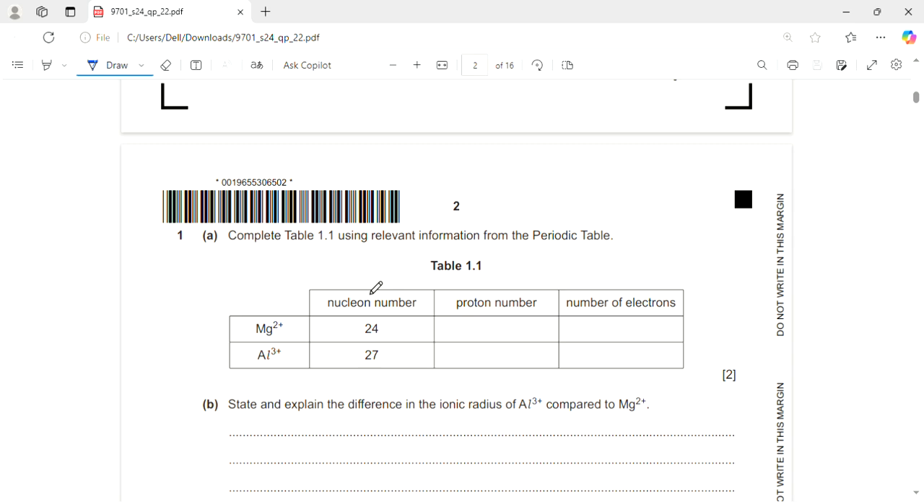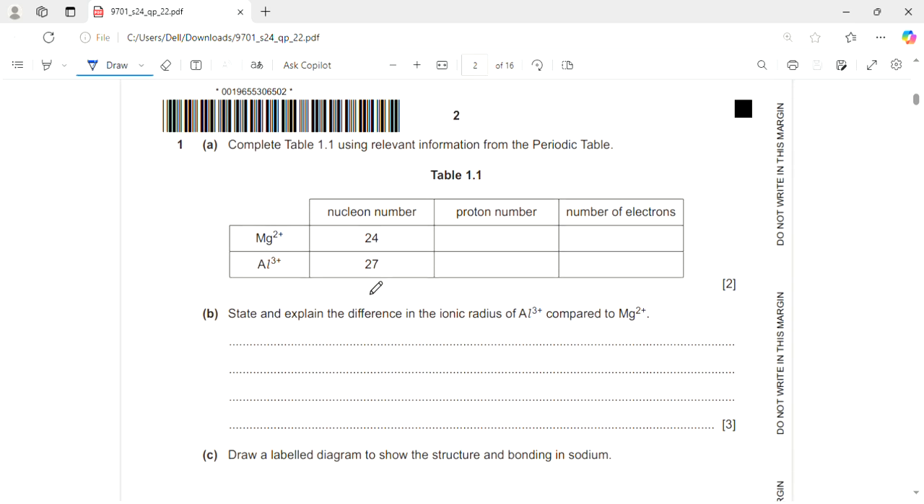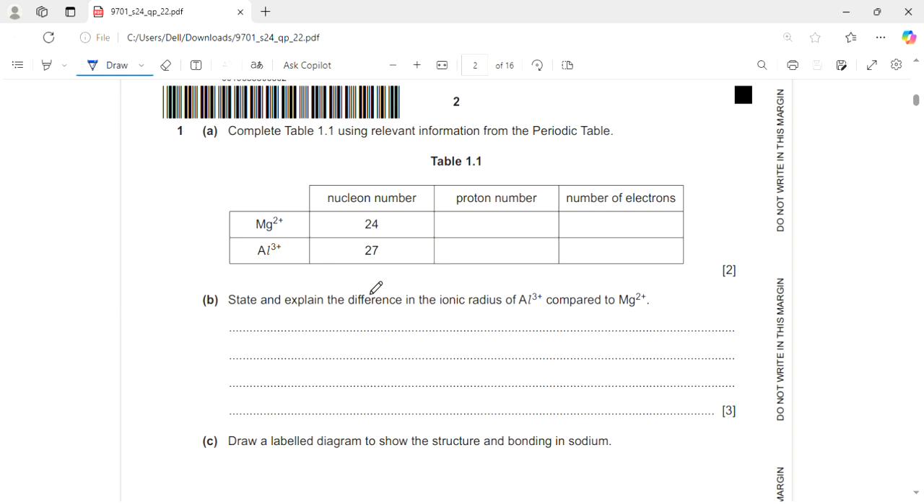So question number 1 here is: complete table 1.1 using the relevant information from the periodic table. There is given the nucleon number of the magnesium and aluminum ion. So magnesium nucleon number is 24. So we should complete this table.